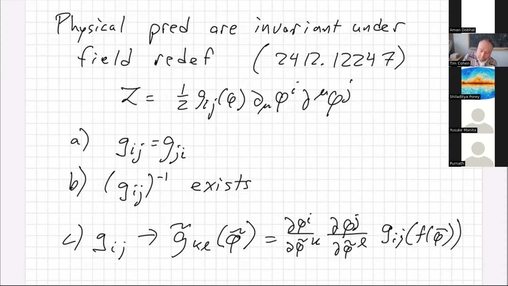So the idea, right, I'm assuming the mostly plus metric, okay? And then this is supposed to be something that looks like 1 plus some function of the fields. Great, thanks for that. Yep.